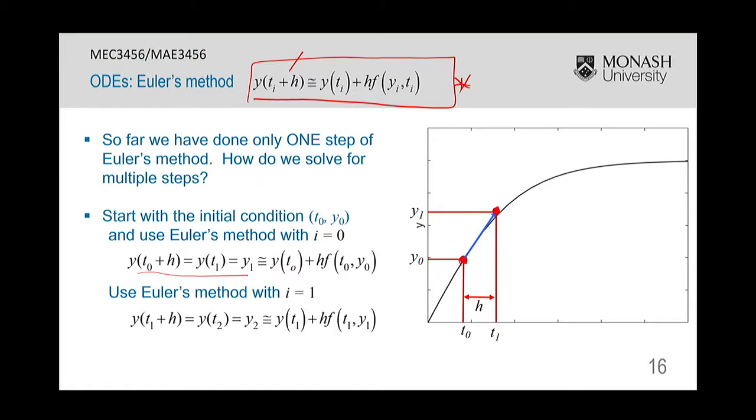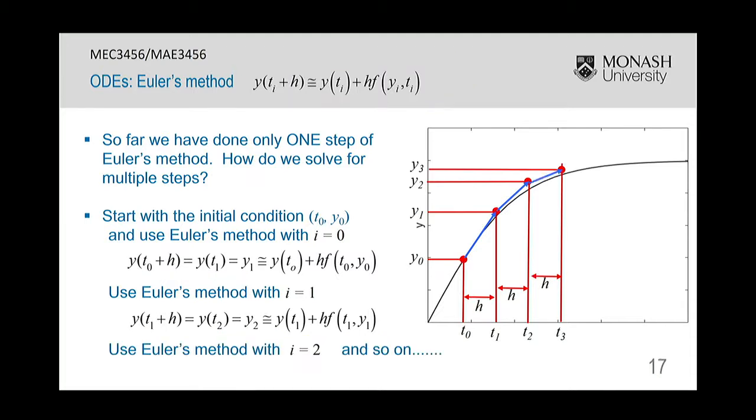Next, we use Euler's method with i equal to 1. And that then gives us y of ti plus h, which is y of t2, which is just equal to y2, is equal to y of t1 plus h times the function evaluated at t1, y1. And that takes us to that next red point. We then use Euler's method with i equal to 2, and so on. So we loop through the number of steps that we want to take, doing this kind of thing every time.